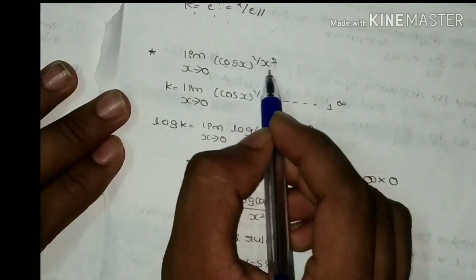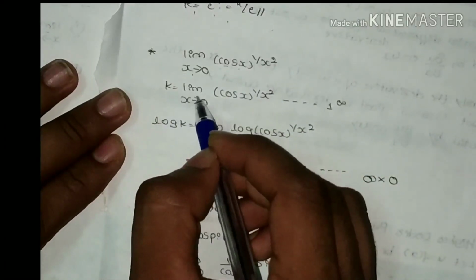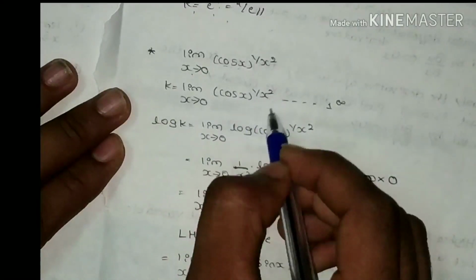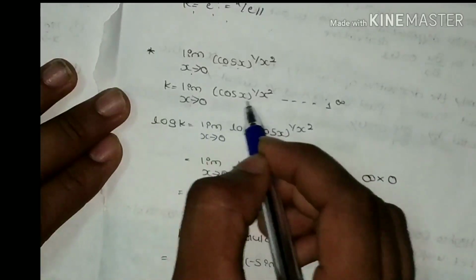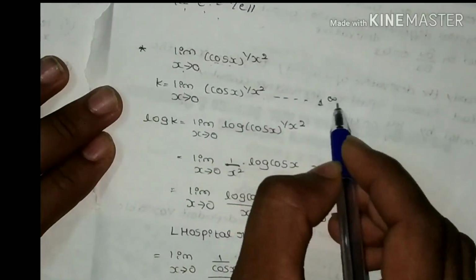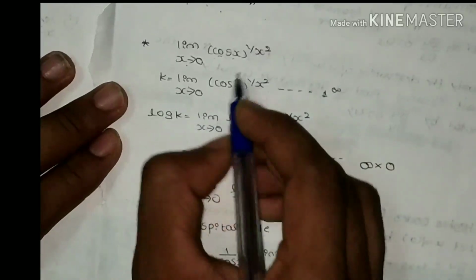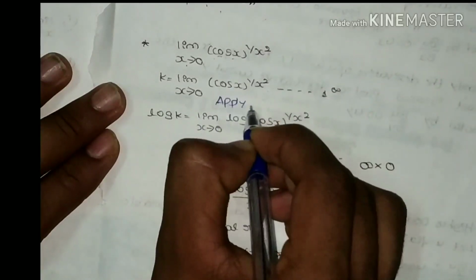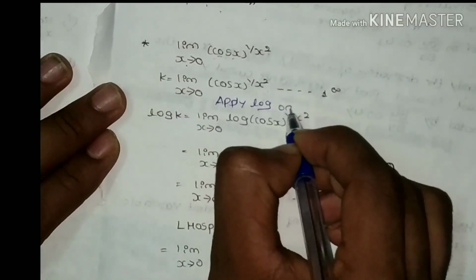Limit of cos x raised to 1 by x square where x tends to 0. Let k is equal to limit of x tends to 0 of cos x raised to 1 by x square. Put the limit, wherever x is there, 0. Let's check it. So it is also in the form of 1 raised to infinity. Apply log on both sides.